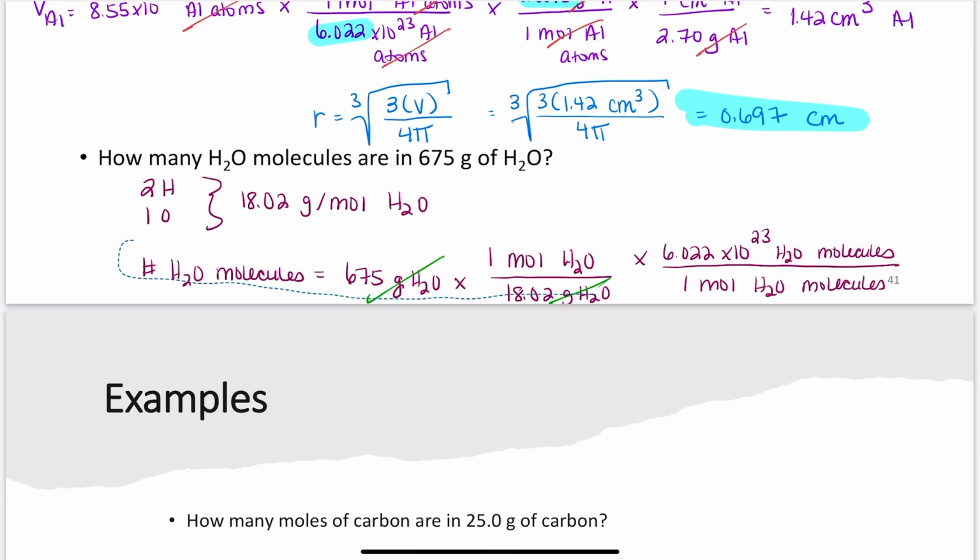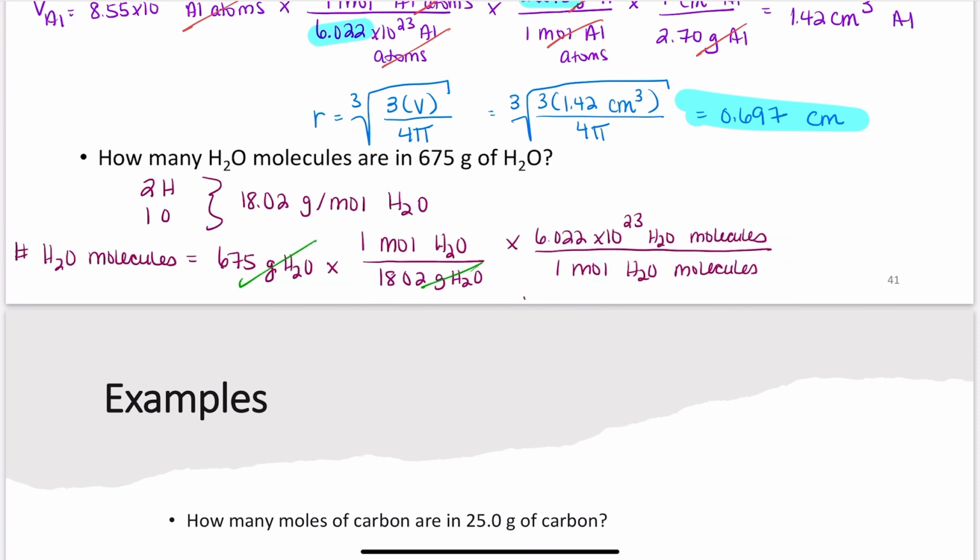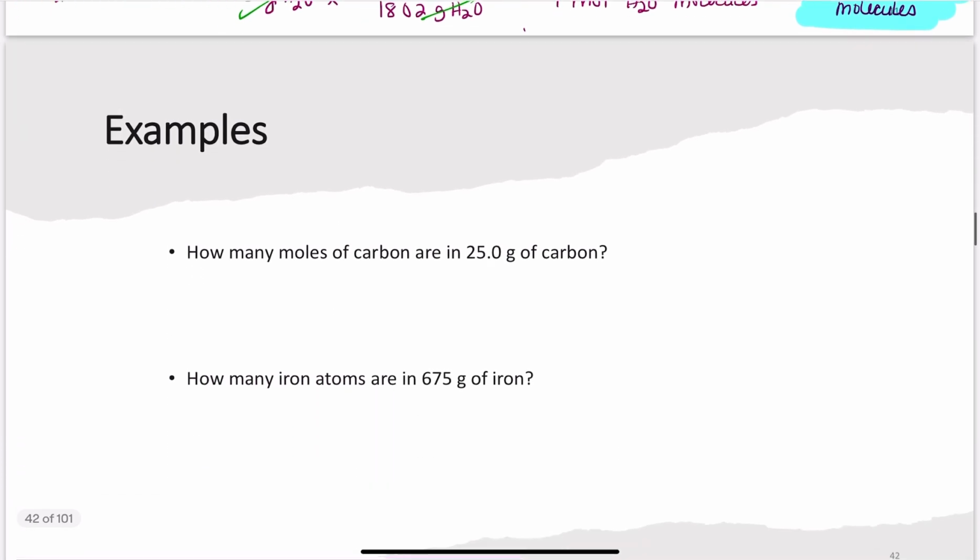Let me move this over so I can fit it on the screen. When I calculate this out in my calculator, I'm getting 2.26 times 10 to the 25th water molecules. Again, make sure you're practicing these in your calculator because I need you to know how to get the right answer, okay? Sometimes calculators get a little funky, especially with scientific notation. I need to know you know what you're doing.